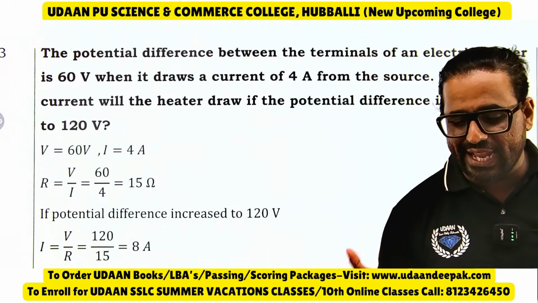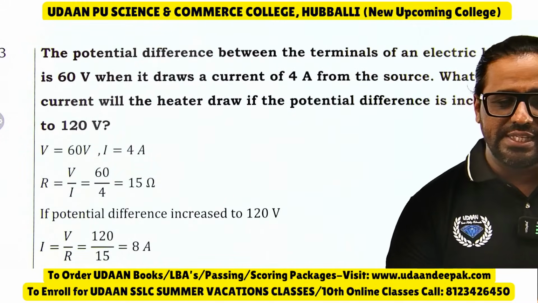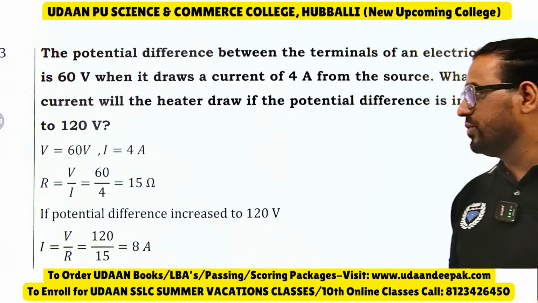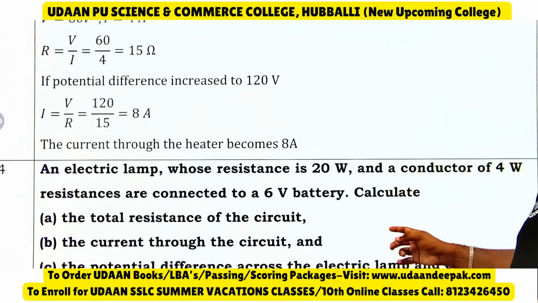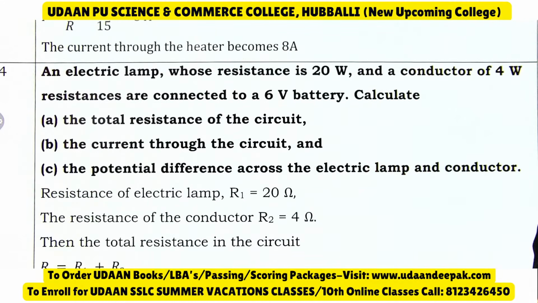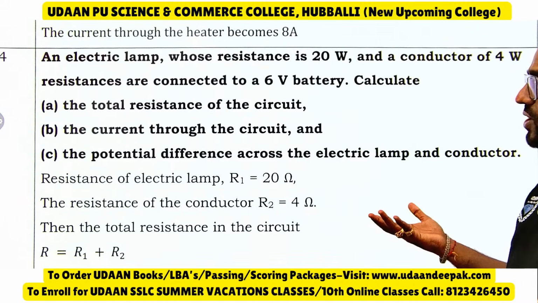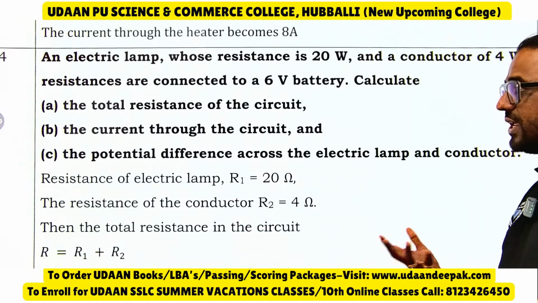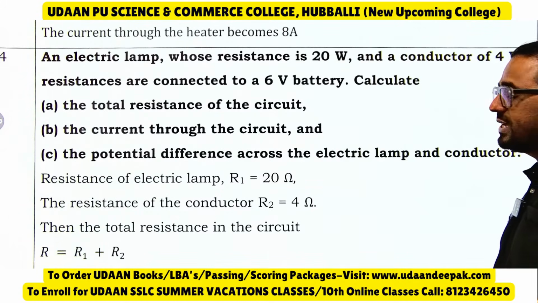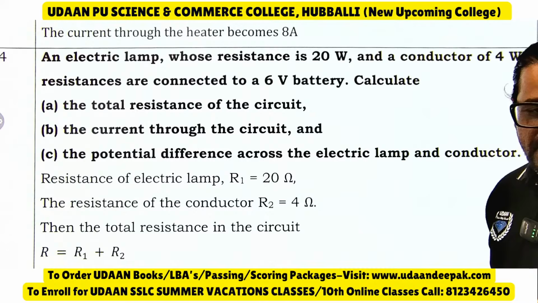That is what I can suggest to you all in this case. Okay, now coming back to the next one. See, an electric lamp whose resistance is 20 ohm and a conductor of 4 ohm resistance are connected to a 6 volt battery. Calculate the total resistance of the circuit, the current through the circuit, and the potential difference across the electric lamp and conductor.